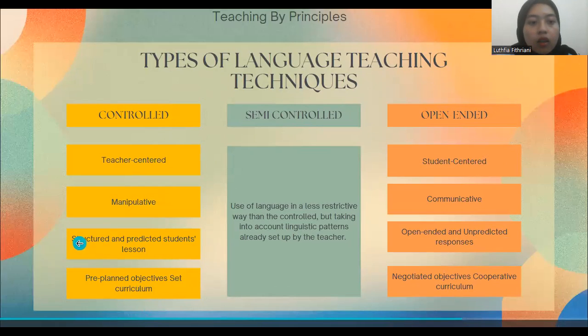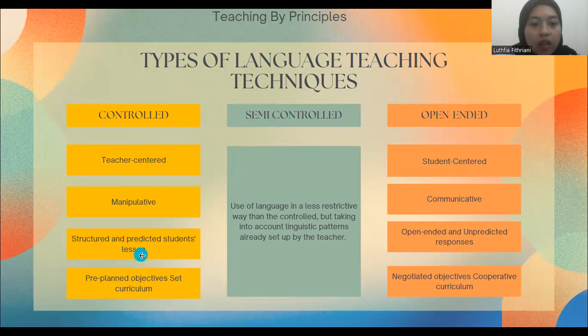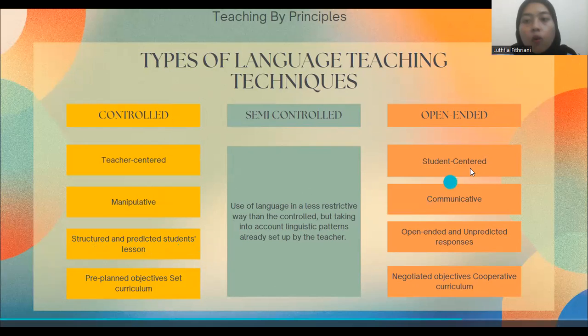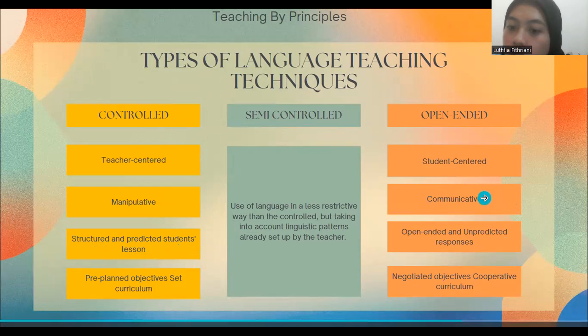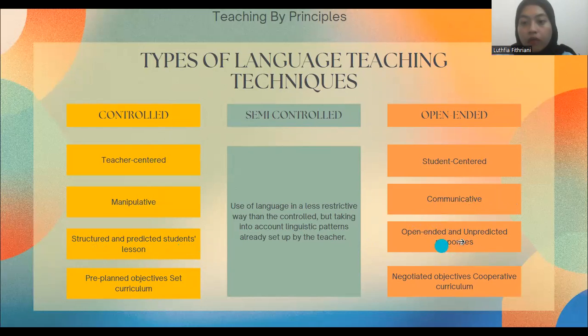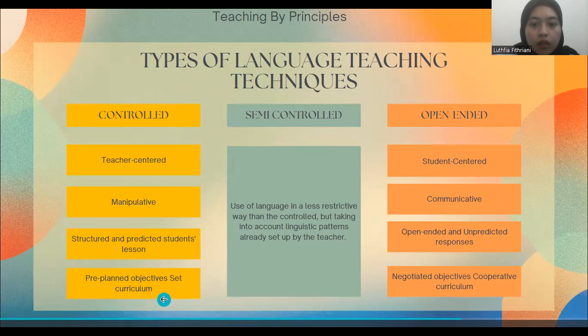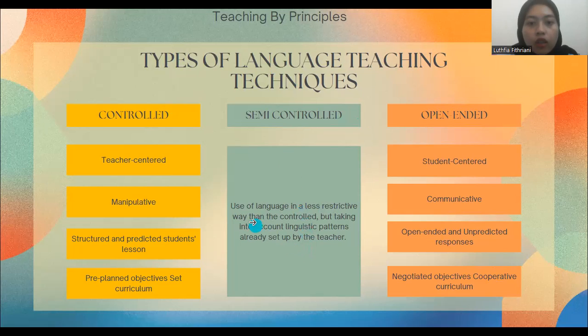Controlled technique requires the student to do a structured lesson and predicted student response, while open-ended requires the student to have open-ended and unpredicted responses. In controlled technique, there are pre-planned objectives and a set curriculum, while in open-ended technique, there are negotiated objectives and an operative curriculum. While in semi-controlled technique, the use of language is less restrictive than the controlled, but takes into account linguistic patterns already set up by the teacher.